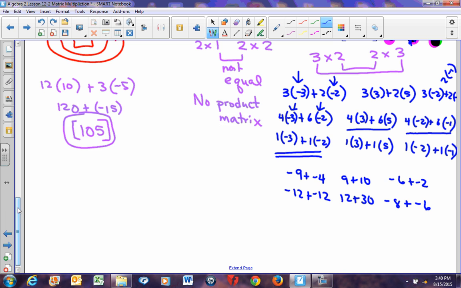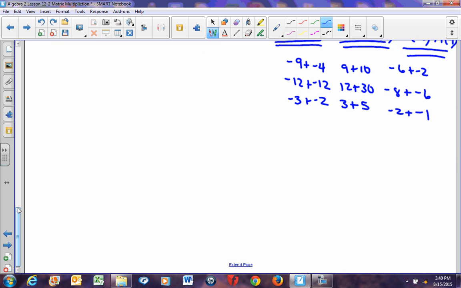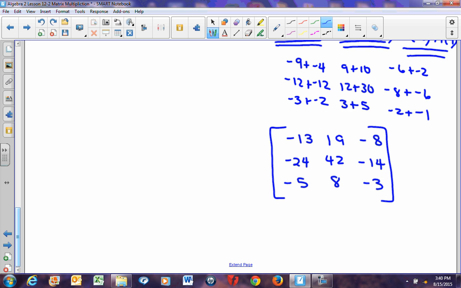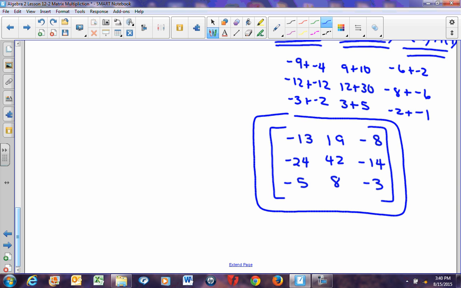Okay, so negative 1 times negative 3 is negative 3, and plus negative 2. And this one here, 3 plus 5, and finally this one here, negative 2 plus negative 1. Now we can actually add them together. So my final answer here, negative 13, 19, negative 8, negative 24, 42, negative 14, negative 5, 8, negative 3. And that is a 3 by 3 matrix. And that is the multiplication.